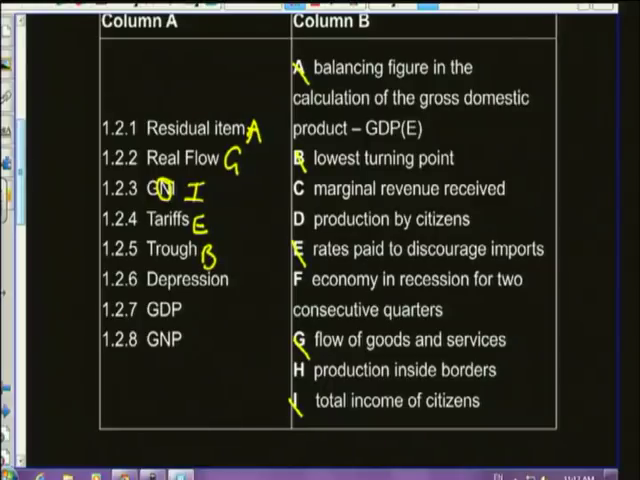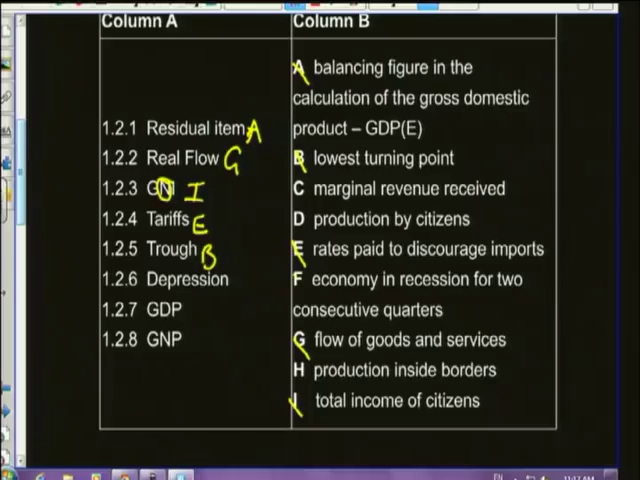1.2.6, a depression. A depression is something that occurs after a period of a recession, so the answer would be F.